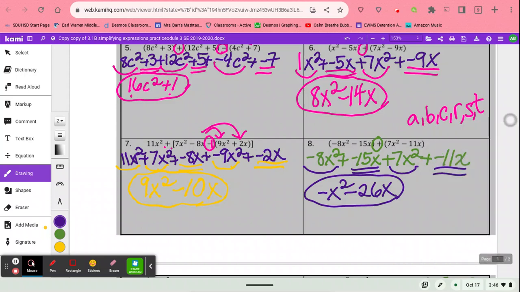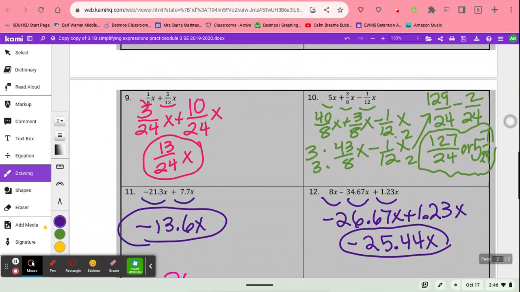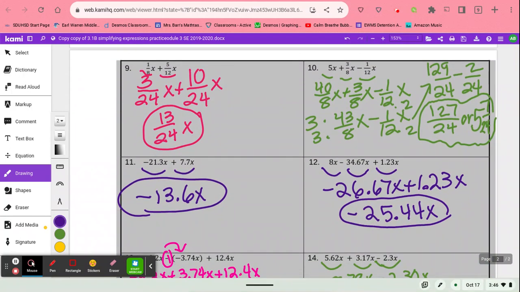Okay, hopefully you paused the video and you're ready to take a look. So when I take a look at 9, I notice I had 1/8 x squared. 1/8 x squared is a like term with 5/12 x. I had a common denominator of 24. I multiplied the 8 by 3, so I multiplied the numerator by 3. I multiplied 12 by 2 to get to 24, so I multiplied 5 by 2 to get to 10. When I combine those, I get 13/24 x.